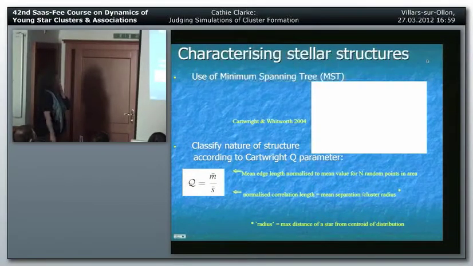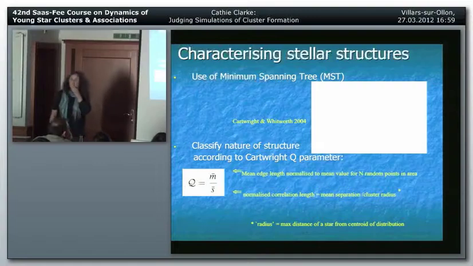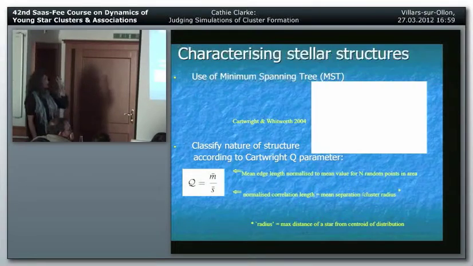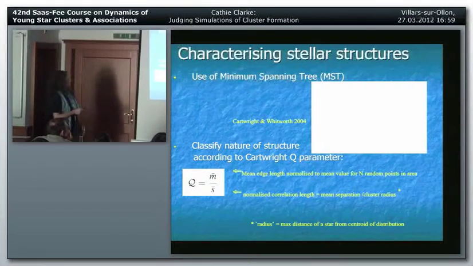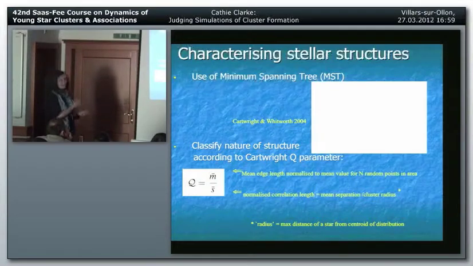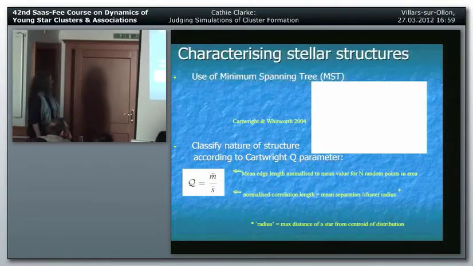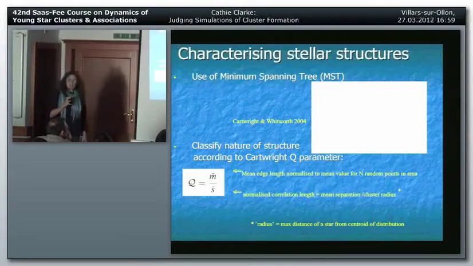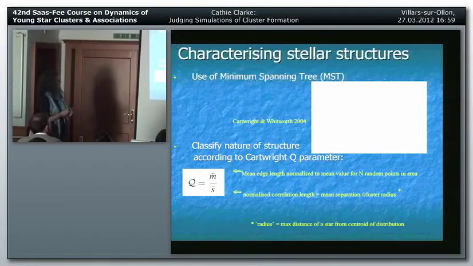There's a very nice method introduced by Cartwright and Whitworth a few years ago using the minimum spanning tree. I'm imagining most of you probably use it or are aware of it, so you just take a bunch of points, join them up by the network which minimises the total length of the points without any closed loops, and then having created this tree, you've got a whole ensemble of edge lengths, which are the vectors connecting the stars together. And the clever thing that Cartwright and Whitworth did is they said, let's boil down the different kinds of structures that you get in star-forming regions into a single parameter called the Cartwright Q. And it's a ratio of two lengths calculated from this.